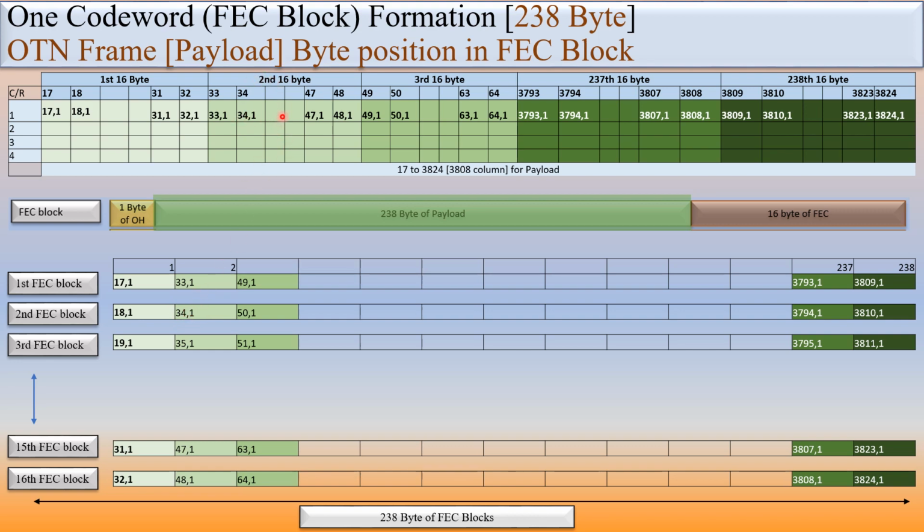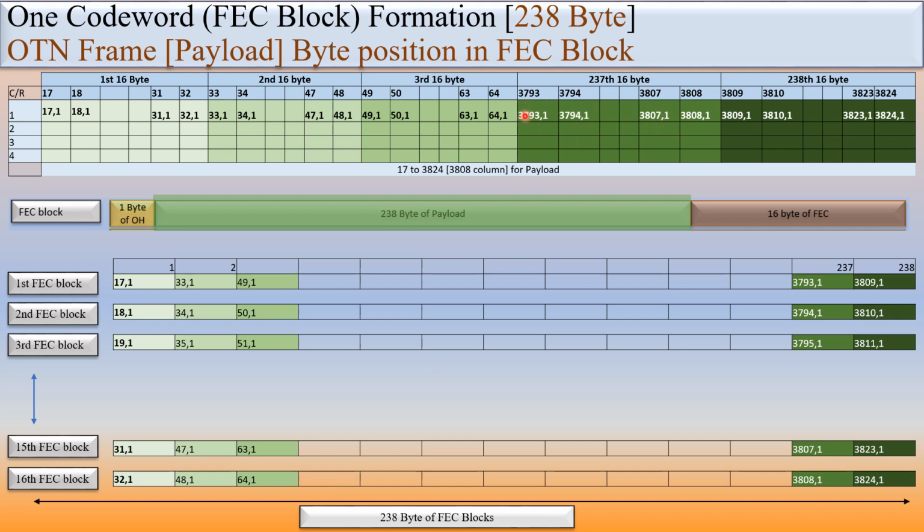So in the same way, third byte from this group is taken from here. And in the same way, you can see this 47.1 is placed here and 48 placed here. In the same way, this 13th 16 byte group is placed here. You can place this horizontal to the vertical. Just put this horizontal group of 16 byte in vertical form, and you will get the position of bytes.